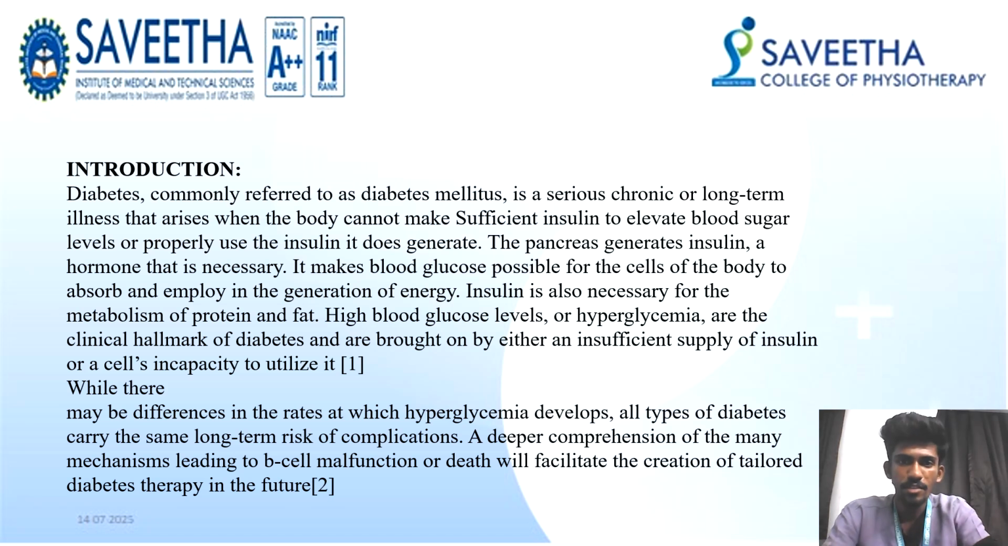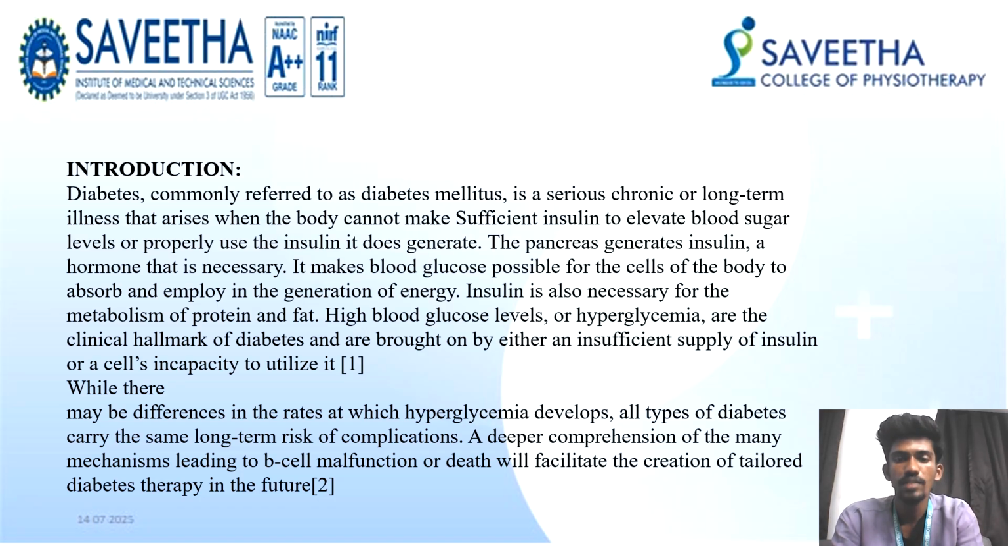Introduction. Diabetes mellitus is a group of chronic metabolic disorders characterized by elevated blood glucose level, hyperglycemia. It results from either deficient insulin production by the pancreas, or insulin resistance, where body cells don't respond properly to insulin, as in type 2 diabetes mellitus.